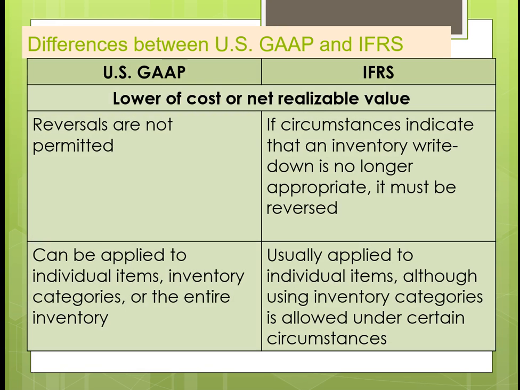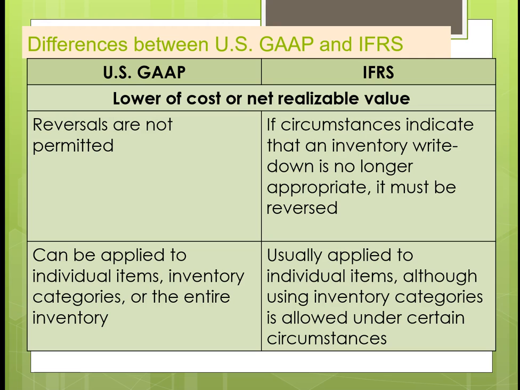Now here's a comparison between GAAP and the international standard. Under GAAP, we cannot reverse any write-downs. But under the international standard, under certain circumstances, we can. Now, under GAAP, we can apply it to individual items, inventory categories, or the entire inventory. Under the international standard, they really want it applied to individual items. Under certain circumstances, they'll allow you to do categories, but they really want you to do it to items, which personally I think is the best way.